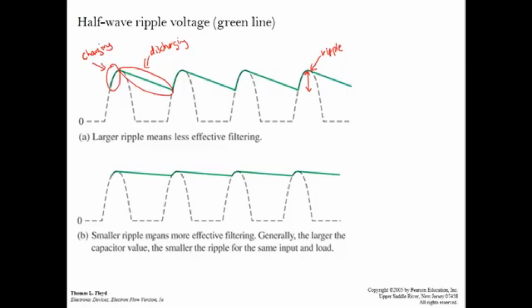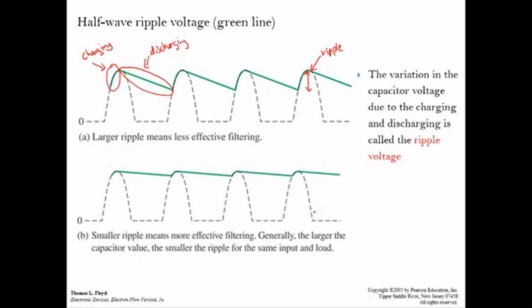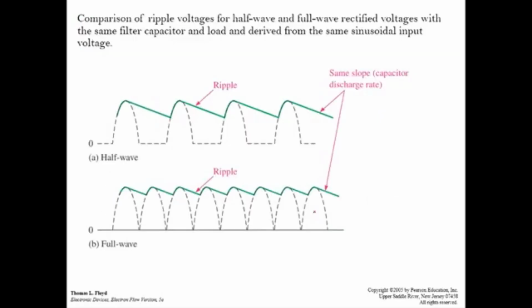In the case of the full wave rectifier, the discharging takes place in a shorter time. So here the output voltage after the filtering has a smaller ripple. A smaller ripple means better, more effective filtering. The variation in the capacitor voltage due to the charging and discharging is called the ripple voltage. Generally, ripple is undesirable. The smaller the ripple, the better the filtering action.